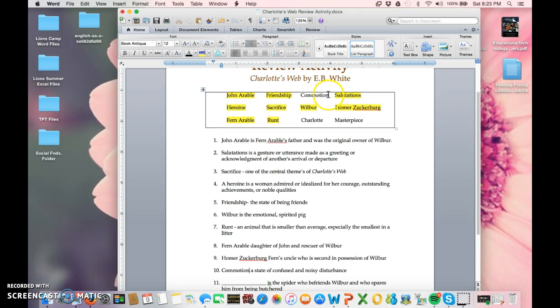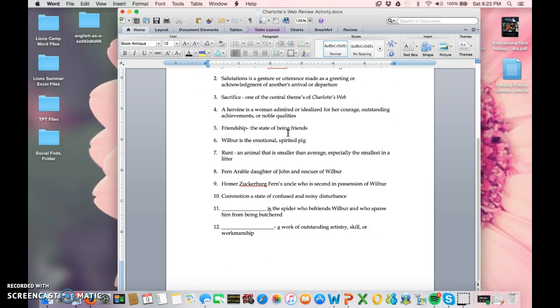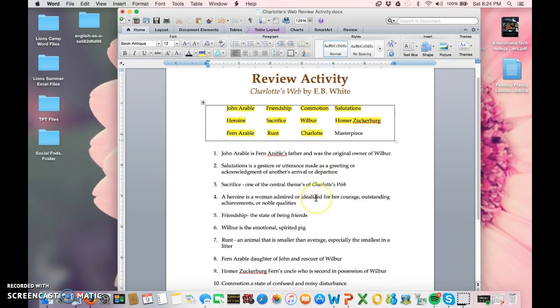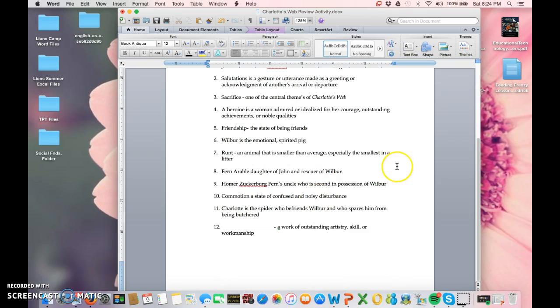Okay. And then just 2 more. Number 11. Blank is a spider who befriends Wilbur and spares him from being butchered. Charlotte. Correct. Okay. And then for our last one, which is pretty obvious, but number 12, blank is a work of outstanding artistry, skill, or workmanship. Masterpiece. Correct.